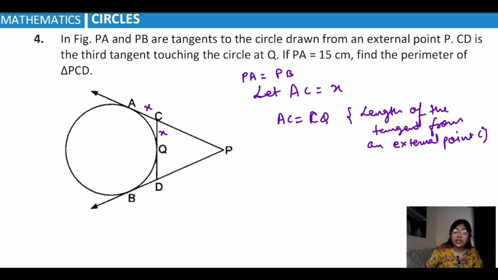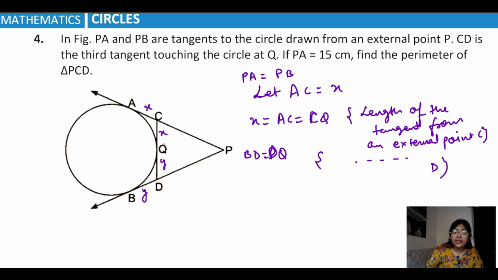Similarly, we can let BD be y. Yes or no? We are letting BD as y. So BD is equal to DQ, for the same reason: the lengths of tangents from an external point are equal to each other, and the external point is D in this case.